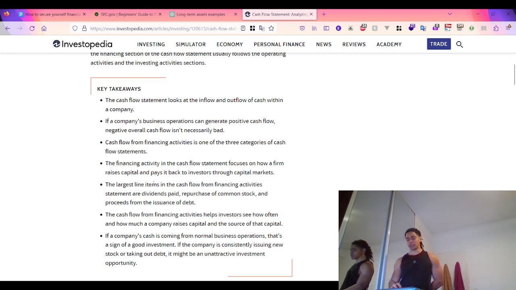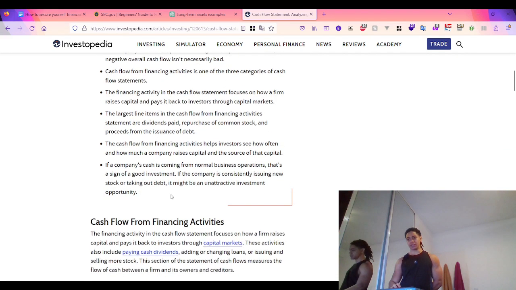The largest line items in the cash flow from financing activity are dividends paid, meaning how much money you're going to pay to your shareholders, repurchase of common stocks, and proceeds from the issuance of debt. So the cash flow from financing activity helps investors see how often and how much a company raises capital and the source of that capital.